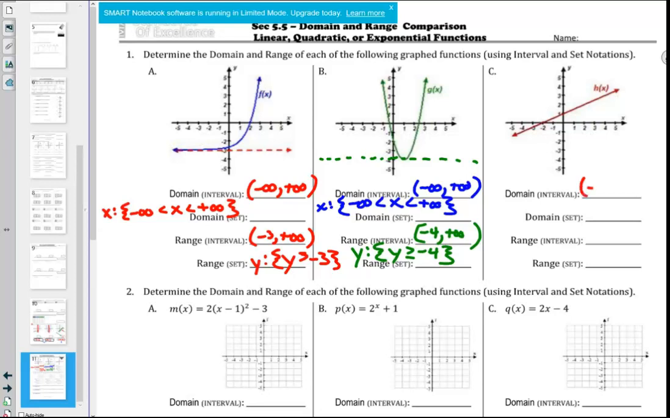So in interval notation, -infinity, +infinity. The domain would be x such that -infinity is less than x is less than +infinity. The range would be again -infinity to +infinity, and then y such that -infinity is less than y is less than +infinity.